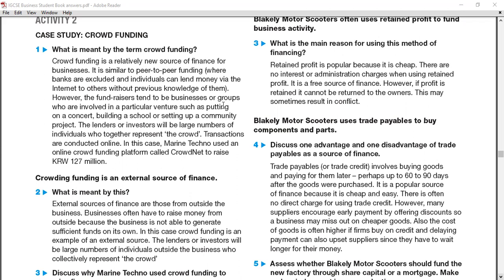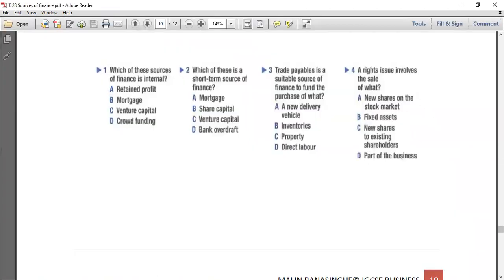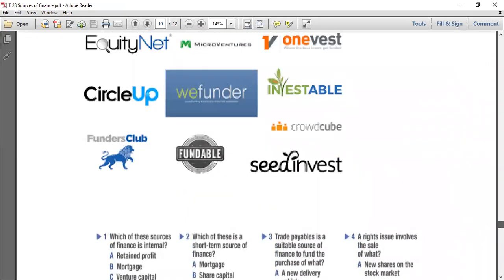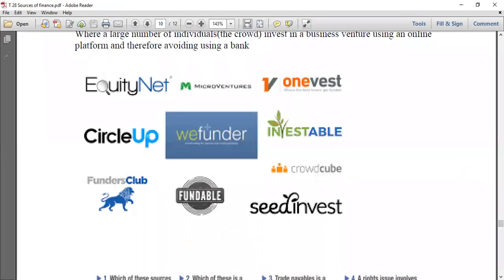In this case, Marine Techno used an online crowdfunding platform called CrowdNet to raise 127 million. There are so many crowdfunding platforms, websites and networks available. In my handout material, page number 10, I show you some crowdfunding websites from different countries: Now We Fund, Equitynet, Circle Lab, Fundable, Seed Invest, Crowdcube, Investable, OneWest, Kickstart. Every country now has these platforms being created, and people can raise money for their projects and innovative ideas.